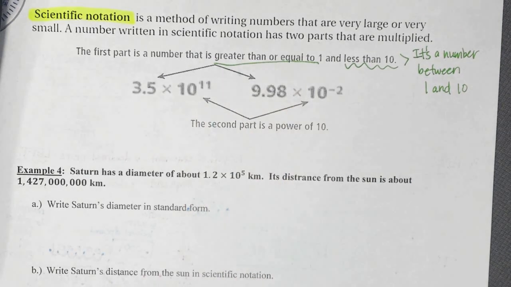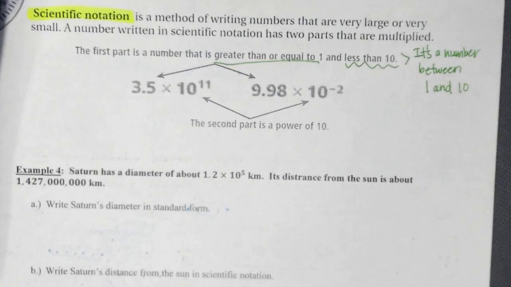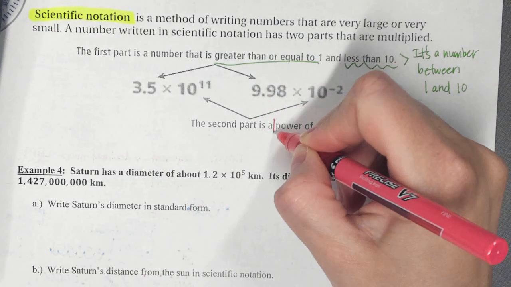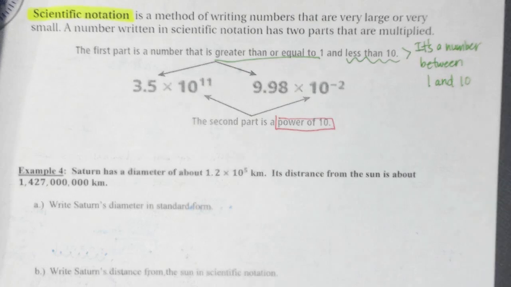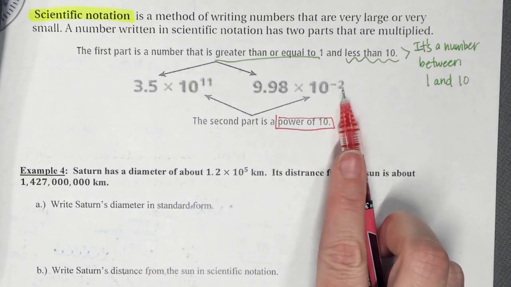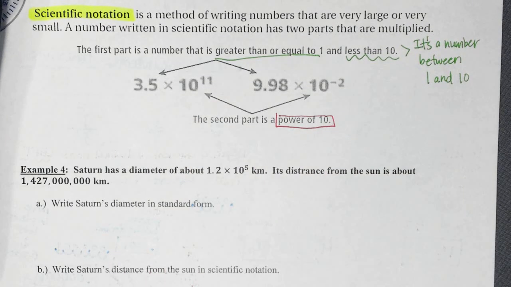Okay, now the second part is a power of 10. Okay, which we did see on the front. So 10 to the -2 or 10 to the 11. Okay, so for example 4, Saturn has a diameter of about 1.2 times 10 to the 5th kilometers.